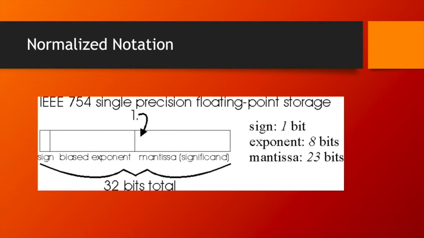For 32 bits, there's three different parts: the sign, the biased exponent, and the mantissa, or the significand. The sign is 1 bit, the biased exponent is 8 bits, and the mantissa is 23 bits.